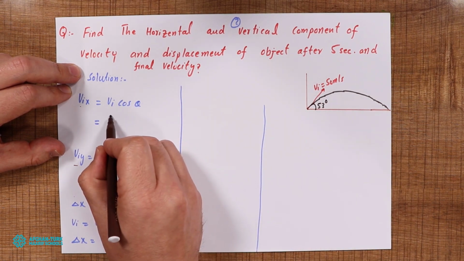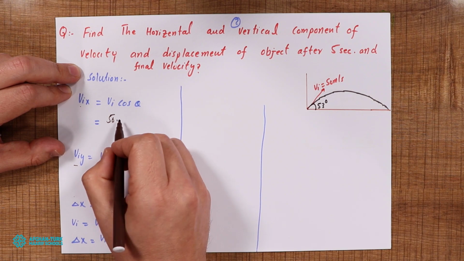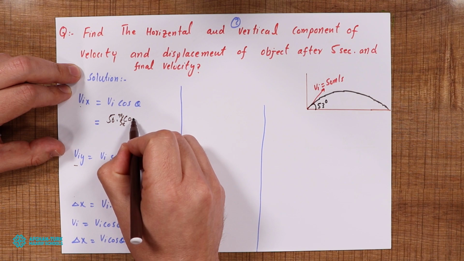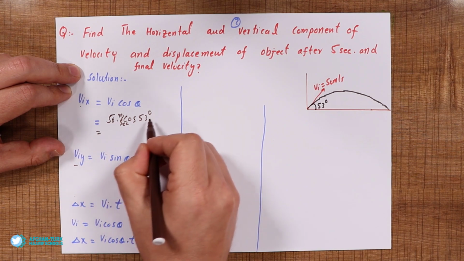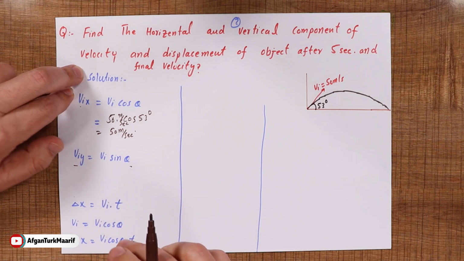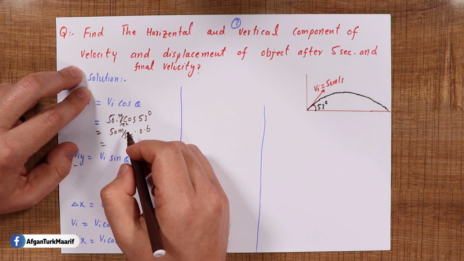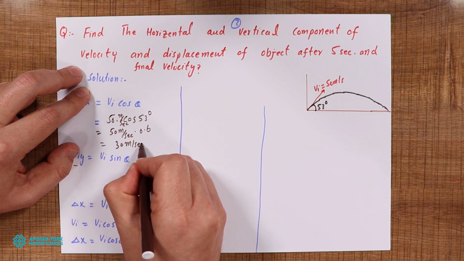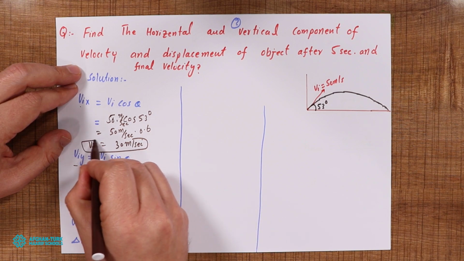So the initial velocity here is 50 meter per second, multiplied by cosine 53. Cosine 53 is equal to 0.6. If we multiply these two values, this component is equal to 30 meter per second. So this is the horizontal component, 30 meter per second.